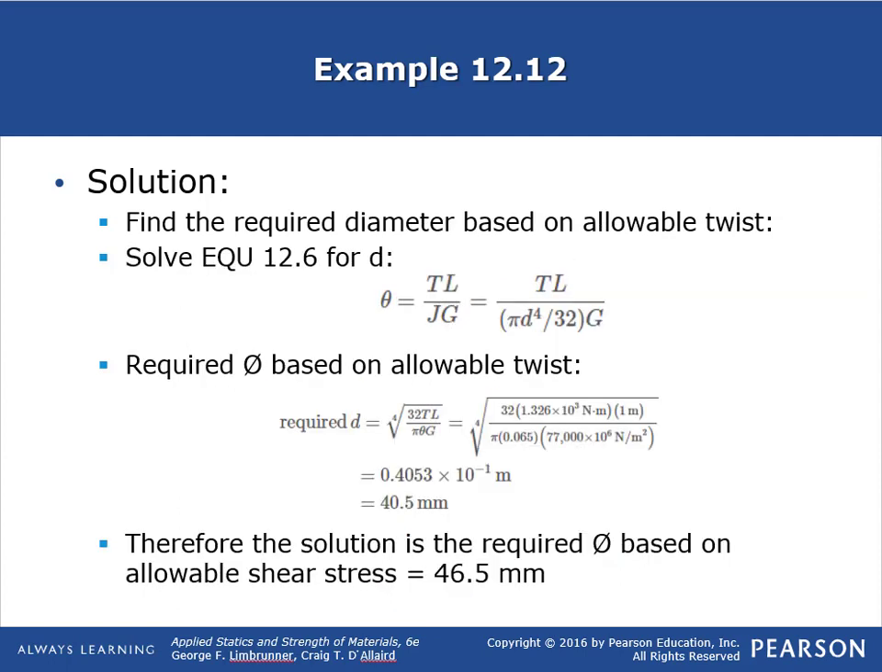Next, we find the required diameter based on the allowable twist. To do that, we use equation 12.6 and solve for D, and we end up with 40.5. Therefore, our solution is based on the required diameter from the allowable shear stress, and to select our proper size, we get 46.5 millimeters.